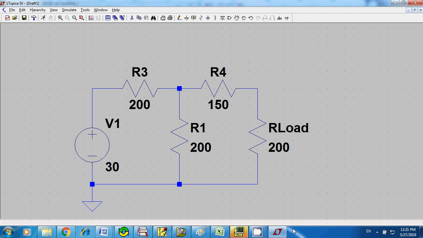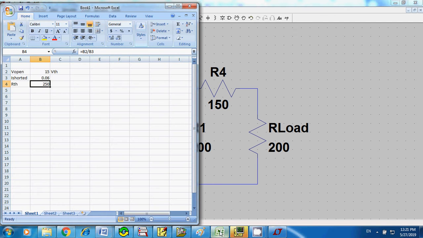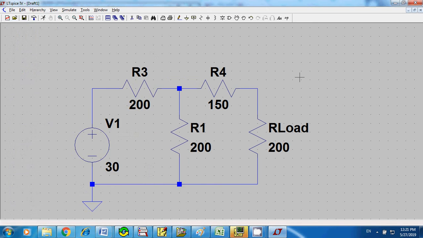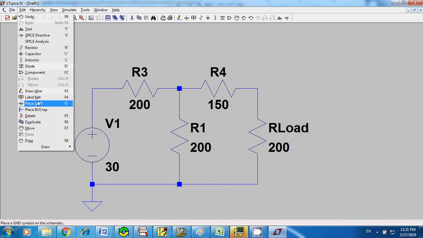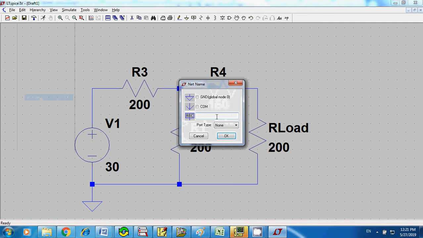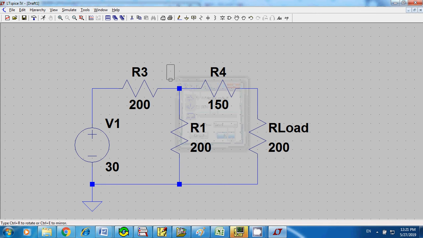Now what you're looking for is V open, right here. So you need to label, or you need to add a reference. So I'm going to add a reference just right at this one. By doing that, you go to edit, you go to label net. So just put A, whatever you want to put in. And you see that you have the yellow line here on the line that you want to put as the referenced node. You make a left click of your mouse to place.